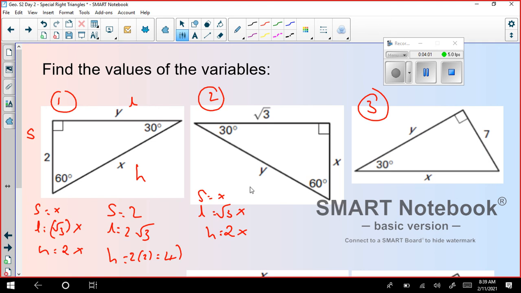Here the long leg is given, which means root 3x equals root 3. Dividing by root 3 on both sides, I get x equals 1. So substitute in the other two. The small leg is x equals 1, and the hypotenuse is 2x, 2 times 1 is 2, so the hypotenuse is 2. So x equals 1 in this case, and y equals 2.